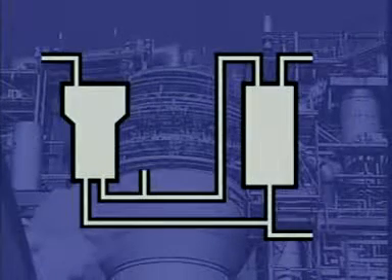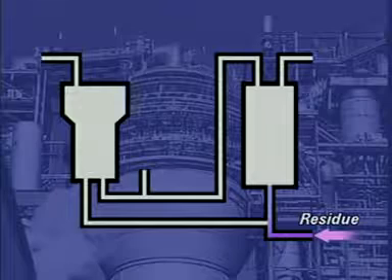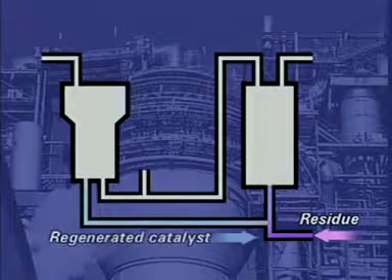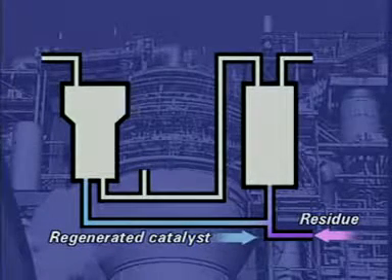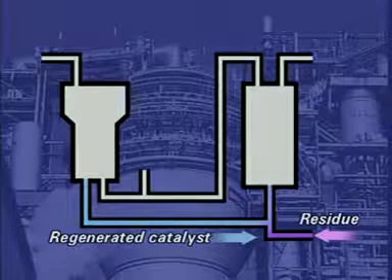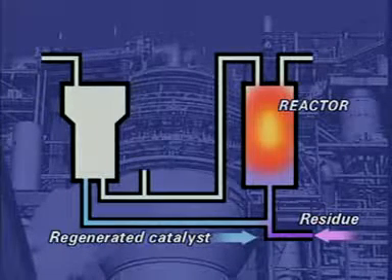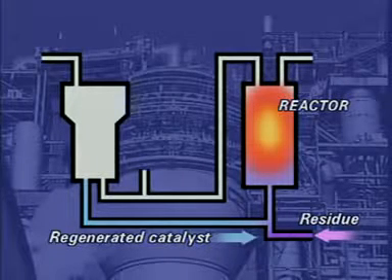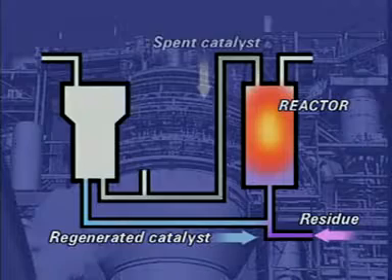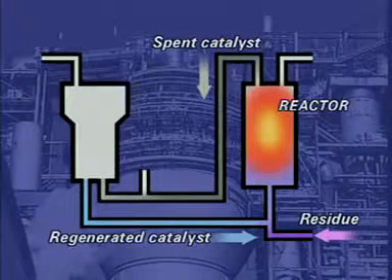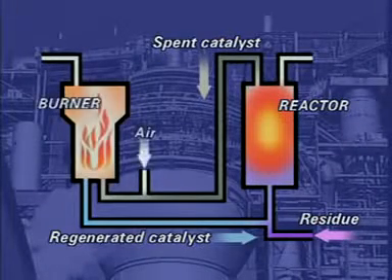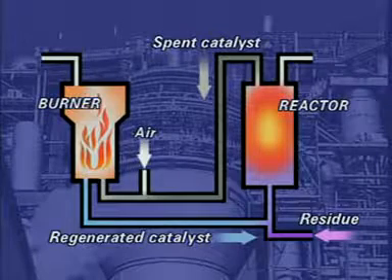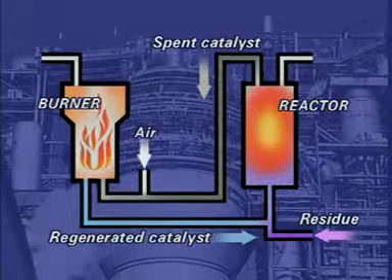In catalytic or CAT cracking, the long chain fraction is mixed with a powdered catalyst of silicon dioxide and aluminium oxide, and the mixture enters the reactor at about 500 degrees Celsius for 5 seconds. Here the cracking takes place. The catalyst becomes coated with carbon and is recycled. The catalyst passes to a regenerator where the carbon is burnt off in air.